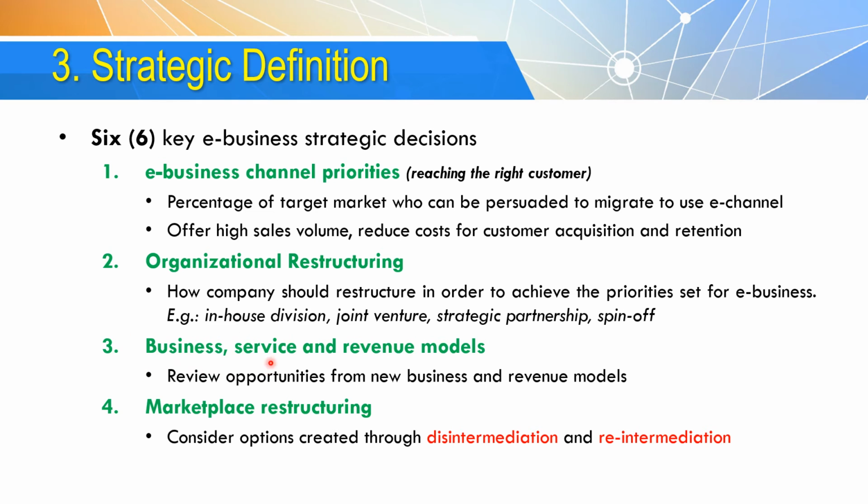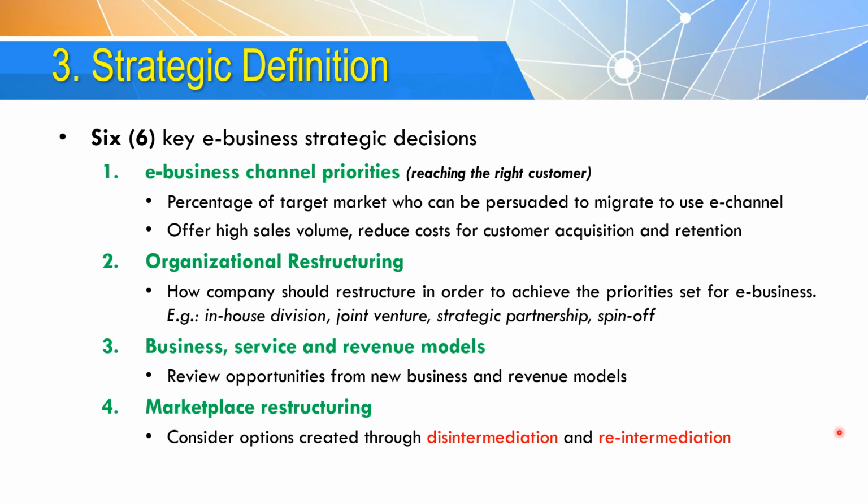And then the third key is business, service and revenue models, where you review opportunities from new business and revenue models. You have learned about the business model and also the revenue model. So when you define the strategy, the plan for how to achieve it, you may need to revise your business model. The way you do business may change, and also your revenue model. The fourth key is marketplace restructuring, which is to consider options created through disintermediation and re-intermediation.